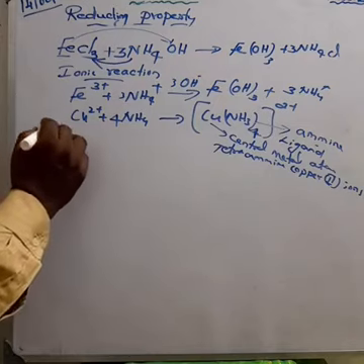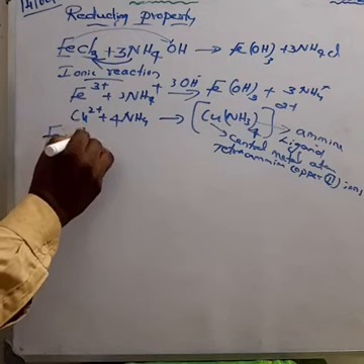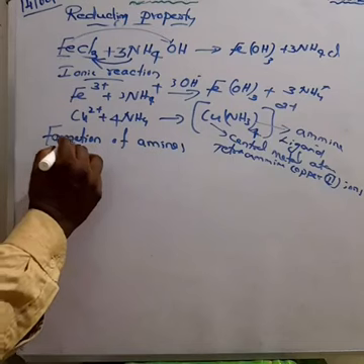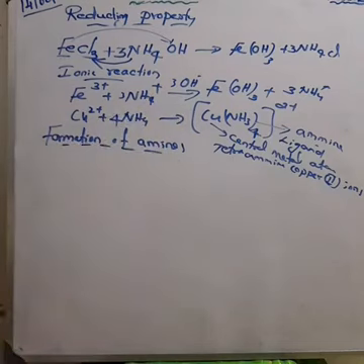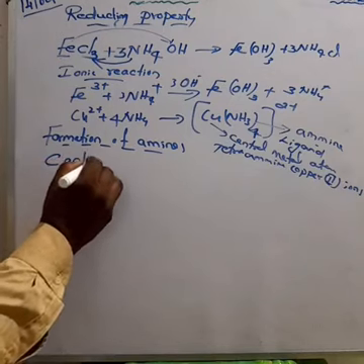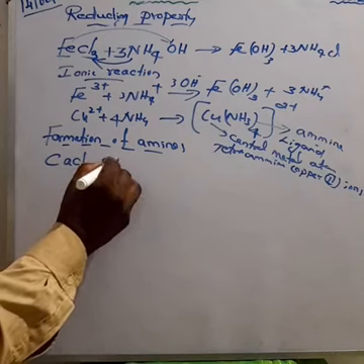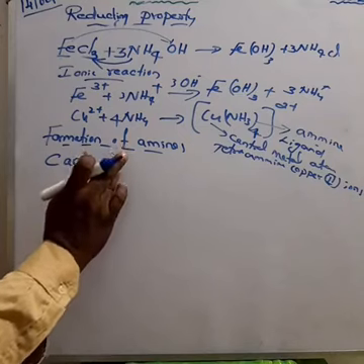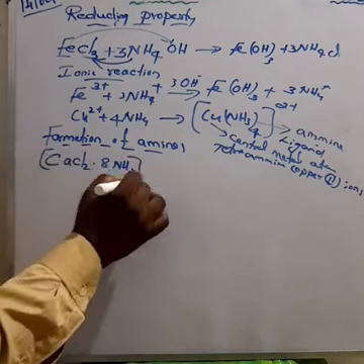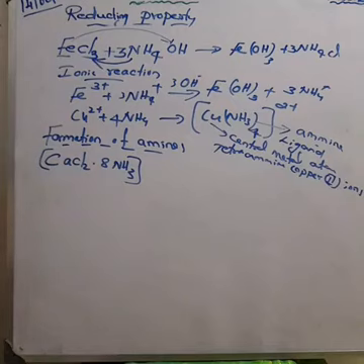Next one. Formation of amines. Here, ammonia forms ammoniated compounds. Ammoniated compound means I am taking calcium chloride. The formula, all of you know, is CaCl2, calcium chloride. Here, ammonia having 8 NH3. These compounds we are saying ammoniated compounds.